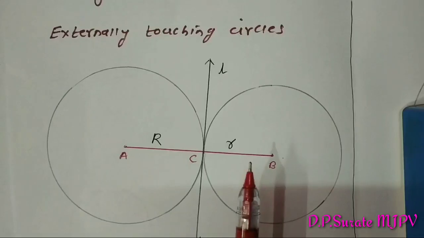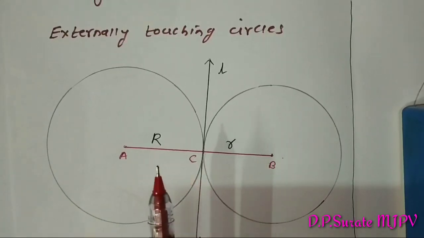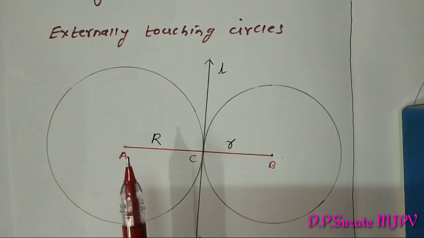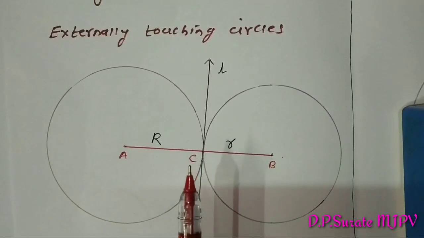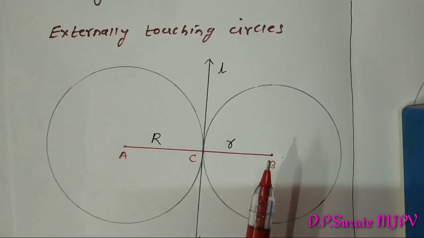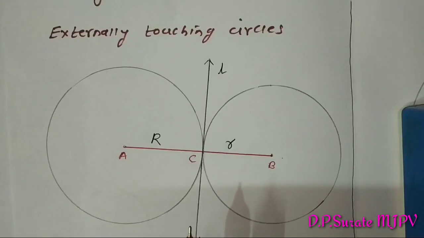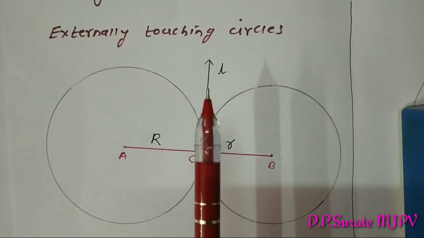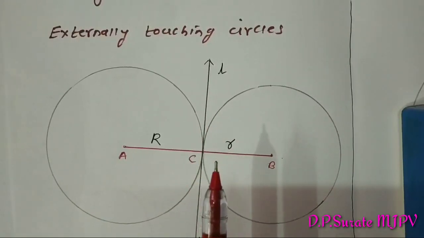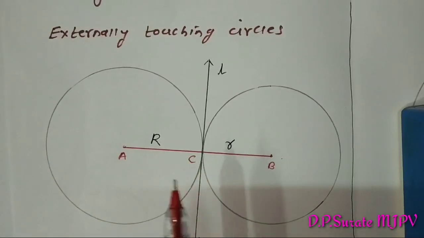Now these three points A, C, B are collinear. Here we are taking the radius of the circle with center A as capital R and the radius of the circle with center B as small r. Here line L is the common tangent for these two circles. Now this is a tangent, therefore this line L is perpendicular to both radii of the circles.